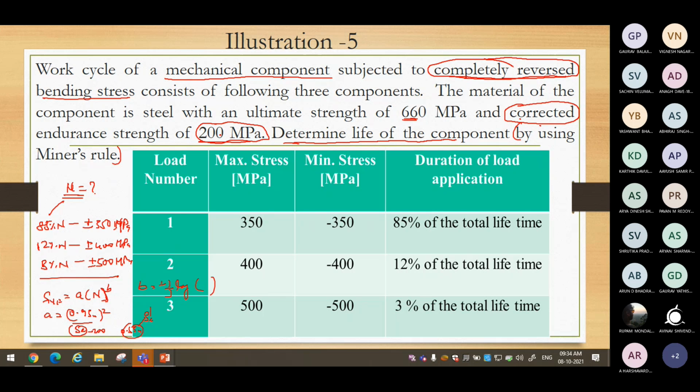I am again and again highlighting, when data is given, make use of given data. Do not go for taking any prediction, taking any empirical values. Okay. Use that and determine these two constants. So this is for obtaining the Basquin equation properties.